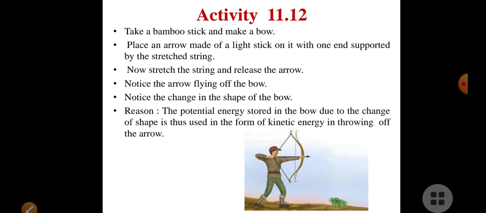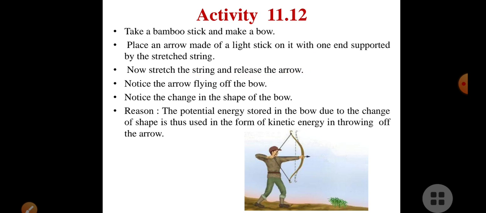This is activity number 11.12. Take a bamboo stick and make a bow. You can see this is a bow and this is an arrow. Now this is a string. We know this string is elastic. So place an arrow made of a light stick on it with one end supported by the stretched string. Now stretch the string and release the arrow.